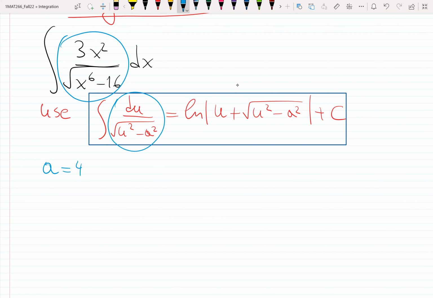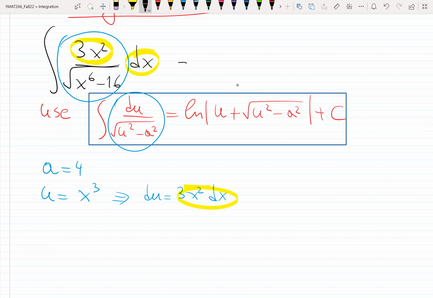That's very nice. Then u, if it's x to the 6, but u has to be squared, it's going to be x cubed, right? Because x cubed squared is x to the 6. Then let's see, u equals x cubed. From here, let's find du. It's going to be 3x squared dx, right? But it's exactly the numerator of the integral.